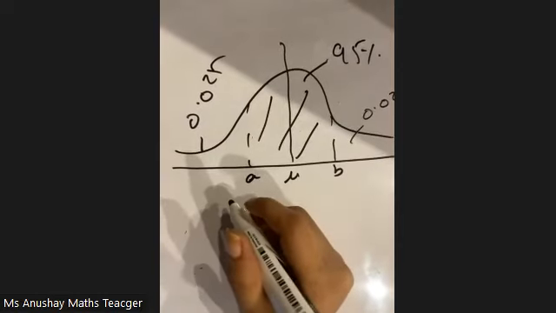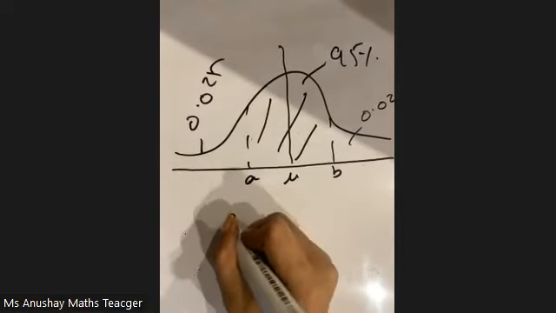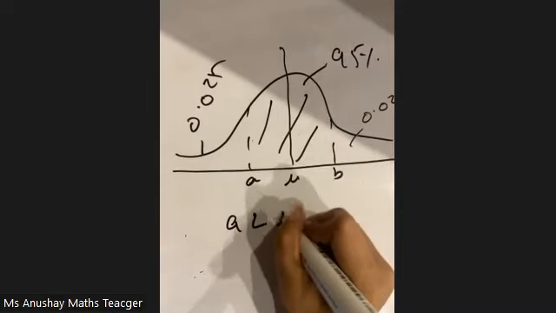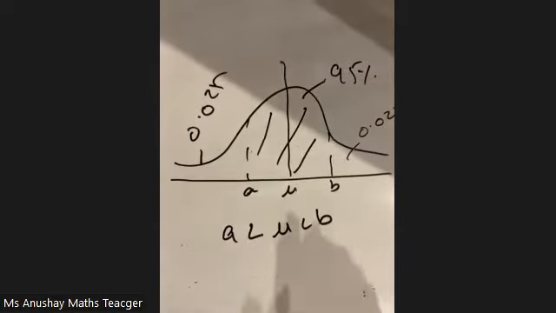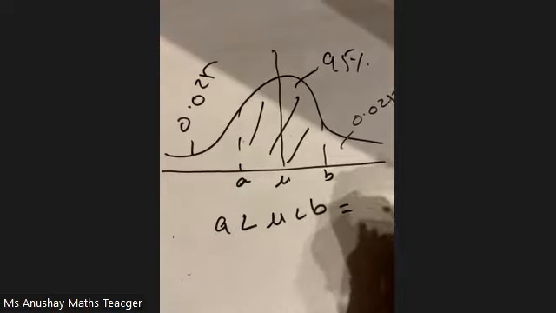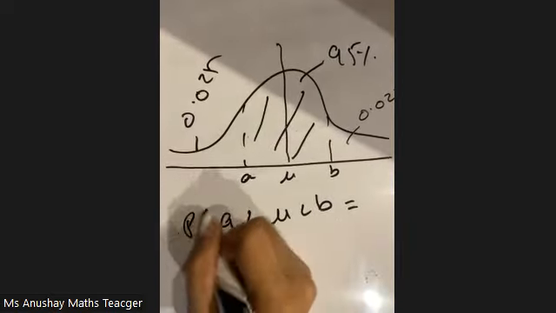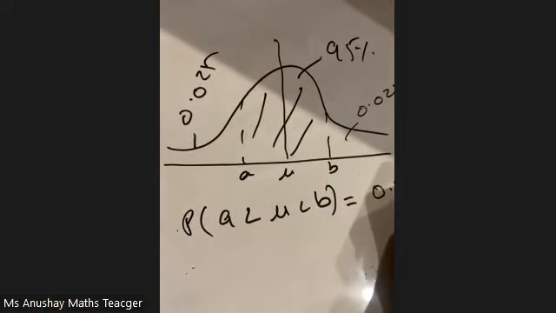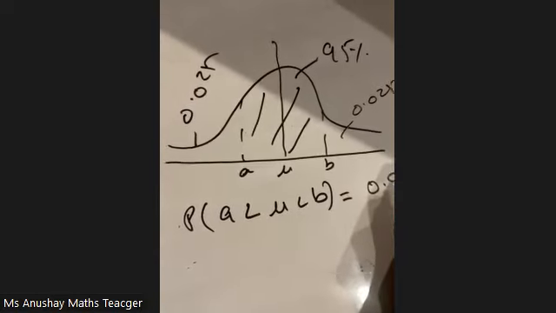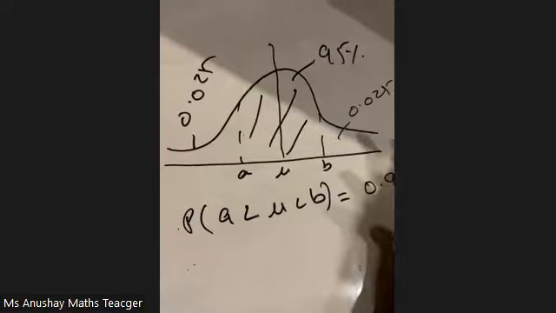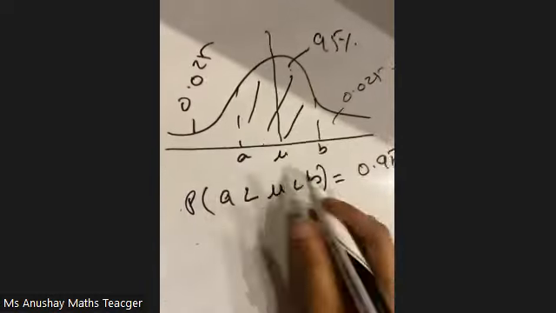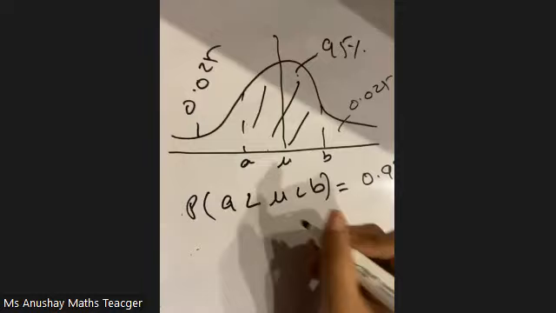Can you hear me? Yeah, I can hear you. Between point A and B, mu is between A and B. The probability that mu is between A and B is 0.95. Yes. Okay, and then we will do, how do you solve this?